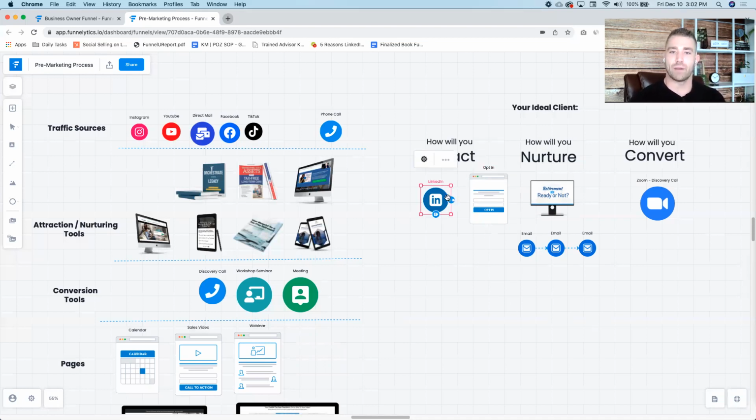So we're going to go out on LinkedIn and we're going to post, we're going to message after we've connected with somebody, send them over to our opt-in page, send them over to the page where they can enter their name and their email address in exchange for this information, whatever it might be.